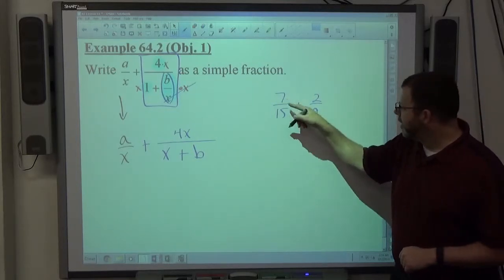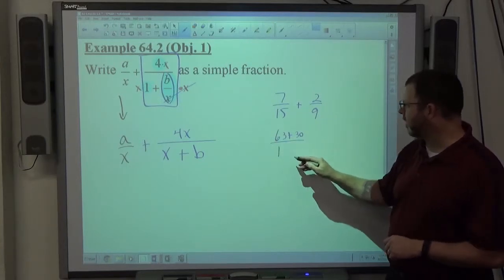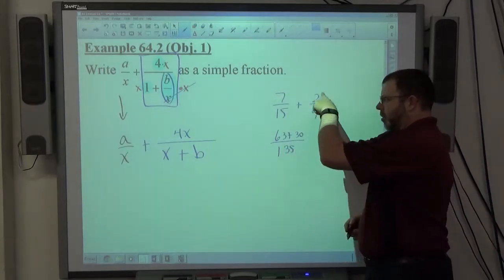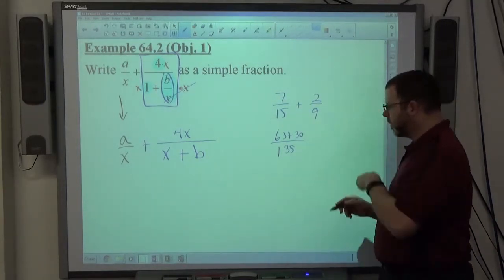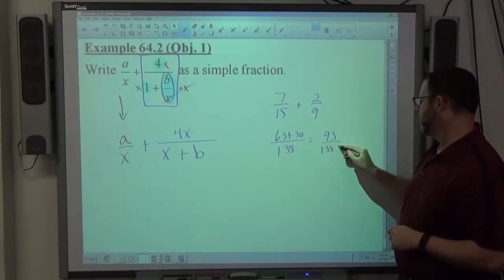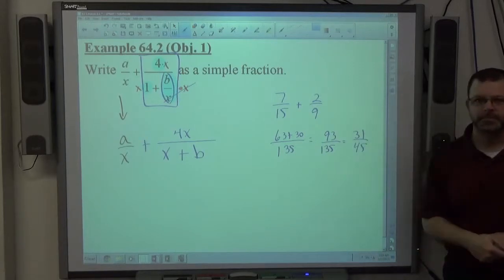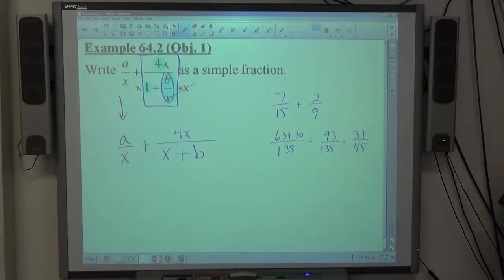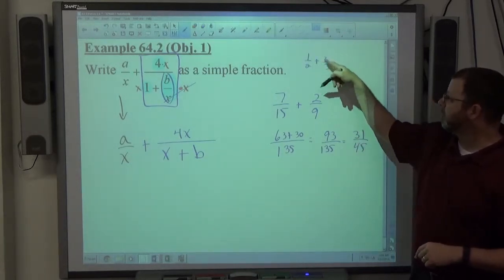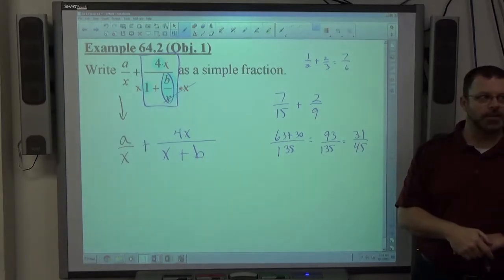Right? So 63 plus 30 over 135. That product plus that product over that product. All right? That comes out to 93 135ths, which obviously reduces by 3 down to 31 over 45. All right? On a smaller scale, 1/2 plus 2/3. 3 plus 4 over 6. All right? Shortcut for adding fractions.